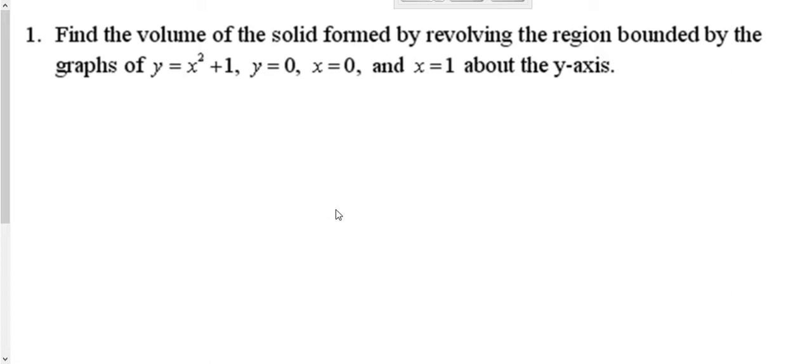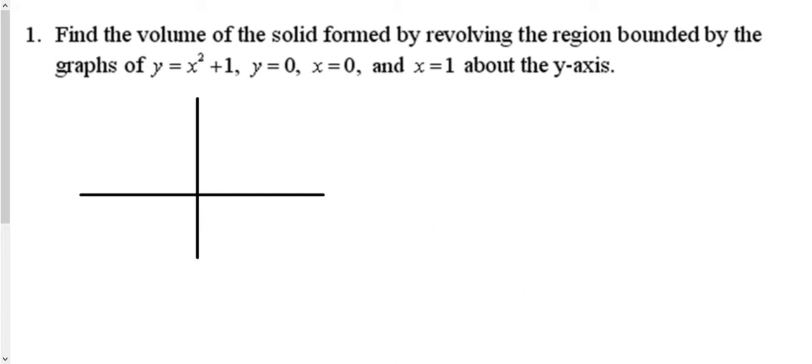And in this lesson, we're going to go over how to find the volume by a method called cylindrical shells. Okay, so I'm going to start off by first doing this problem here. We're going to find the volume of the solid formed by revolving the region bounded by the graphs of y equals x squared plus 1, y equals 0, x equals 0, and x equals 1 about the y-axis. Okay, so we're going to use the disk washer method to do this. And then I'm going to show you the cylindrical shells, or the shell method, which makes it a lot easier.